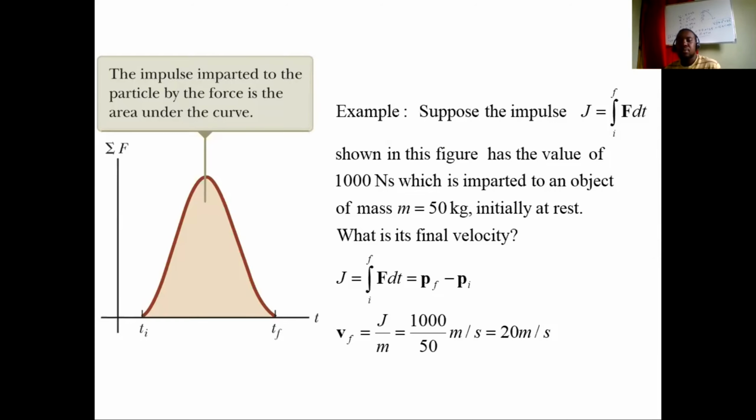So the change in momentum would be your final velocity minus your initial velocity. Right? So remember the initial velocity in this case is 0 because it's at rest. So basically what we have is the impulse is equal to m times vf because the initial p is 0 because it's at rest. So in that case, your vf will be equal to your impulse over your mass. Impulse is 1,000 over 50 mass, which gives us 20 meters per second.